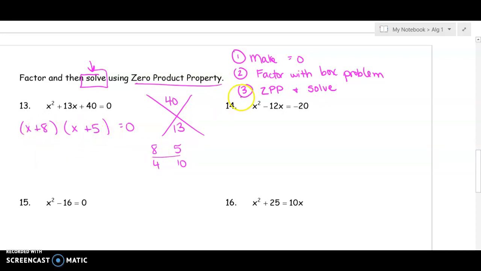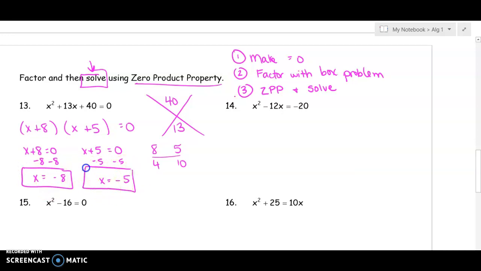Then you're going to do the last step, ZPP, set it equal to 0 and solve. So you're going to set x plus 8 equal to 0, and you're going to set x plus 5 equal to 0. Solve for x in both cases. So this one you subtract 8 from both sides, you get -8. And this one you subtract 5 from both sides and you get -5.